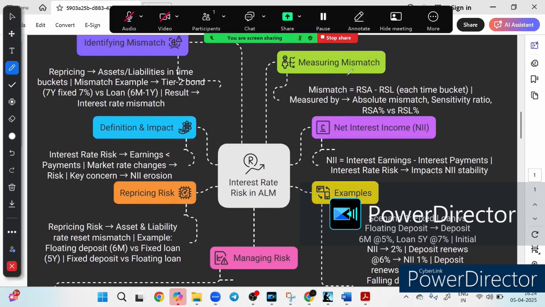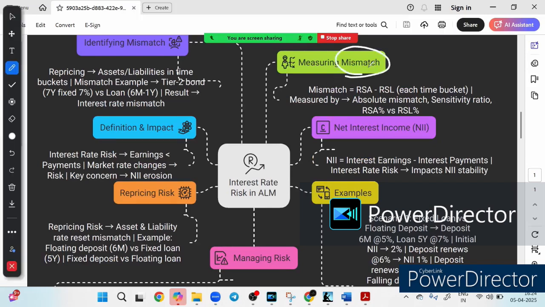Now how to measure this mismatch? One thing is quite clear, that a mismatch is always there between our deposits and our loans, between our assets and our liabilities. How to measure them? So banks track the mismatch using absolute mismatch. What is the meaning of absolute mismatch? It means the difference between RSA and RSL.